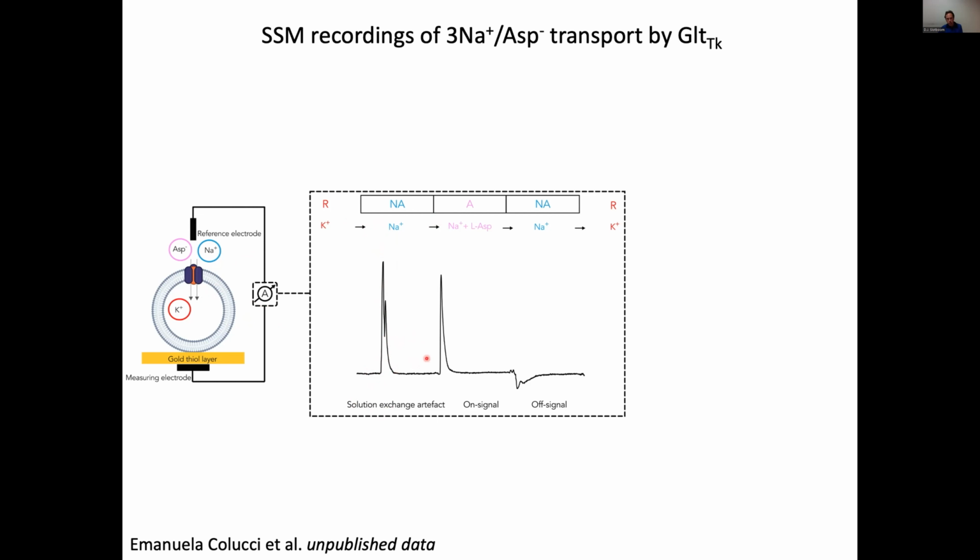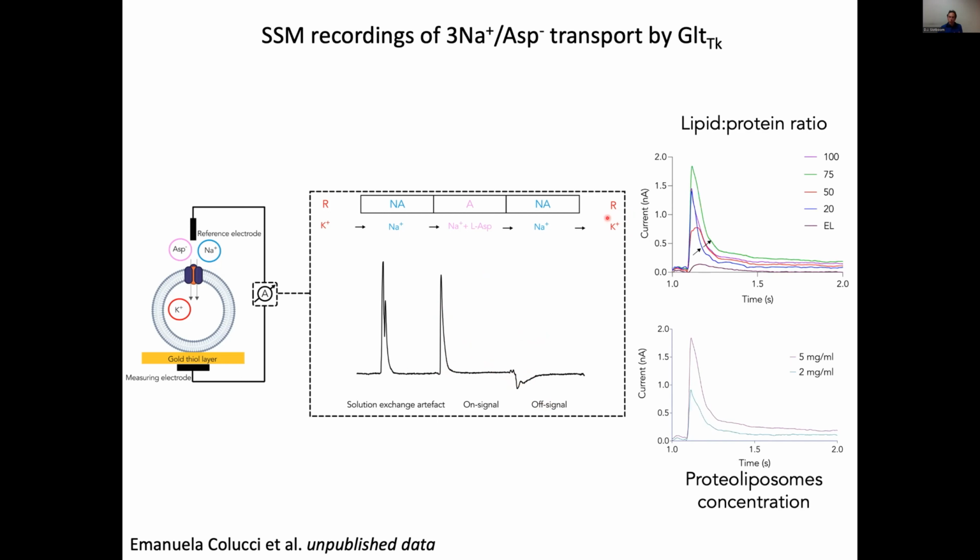And then in the second exchange, this is when we go to the activating solution, we add the aspartate, and then we see the capacitive current from the transport, the coupled transport of sodium and aspartate. And then we move to sodium again, and then see the current with the opposite sign, which is much smaller here, which is probably related to the amount of transport that had taken place in the first step. And then we go back to the resting solution.